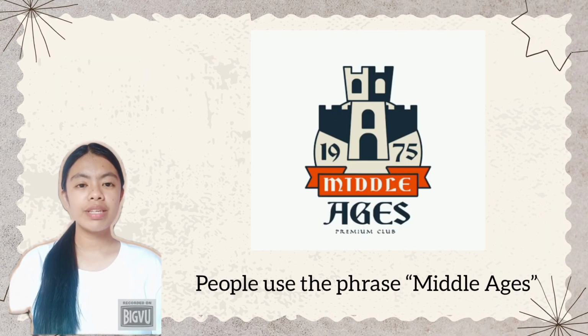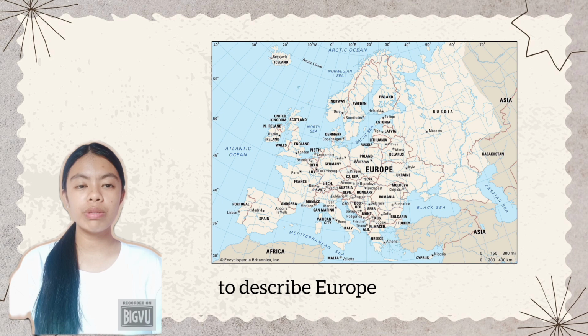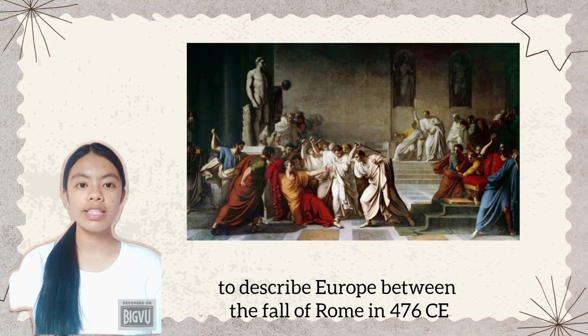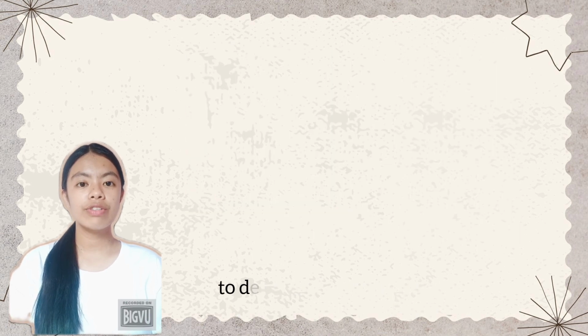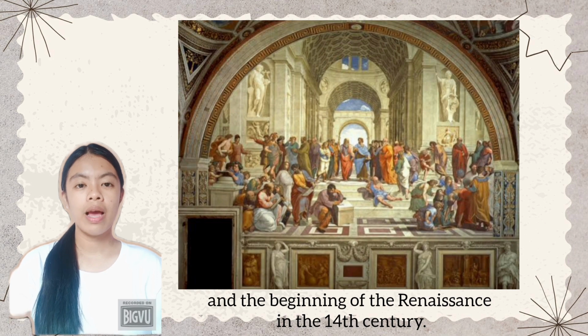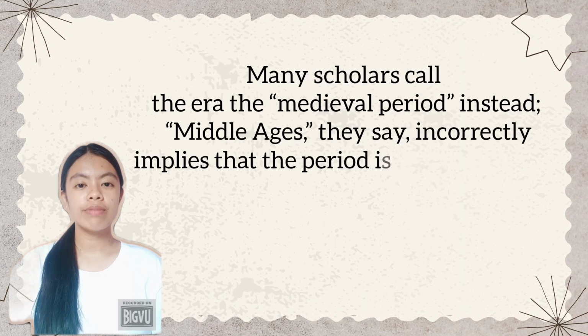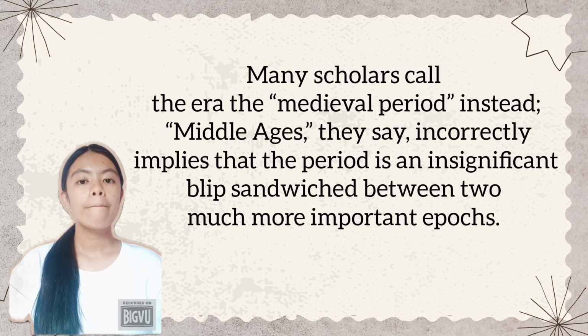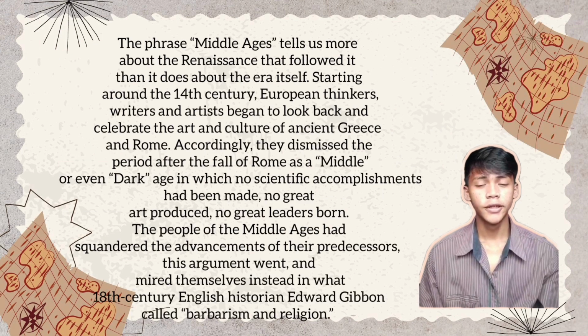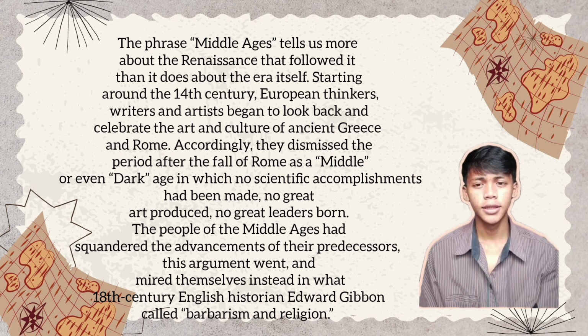People used the phrase Middle Ages to describe Europe between the fall of Rome in 476 CE and the beginning of the Renaissance in the 14th century. Many scholars call the era the medieval period instead. Middle Ages, they say, incorrectly implies that the period is an insignificant leaf sandwich between two much more important epochs. The phrase Middle Ages tells us more about the Renaissance that followed it than it does about the era itself.